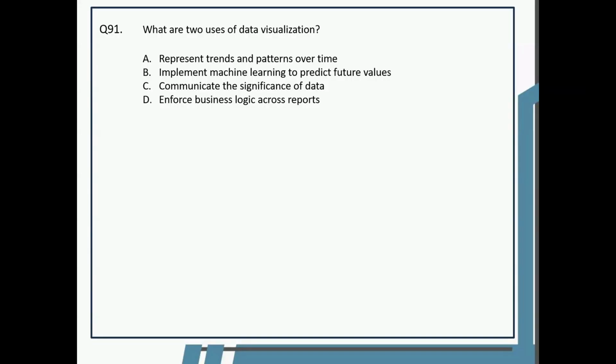All right, friends, we are starting this part of our Azure Data Fundamentals Ultimate course with question number 91. Here we are tasked to identify the two uses of data visualization, and the options are represent trends and patterns over time, implement machine learning to predict future values, communicate the significance of data, enforce business logic across reports.